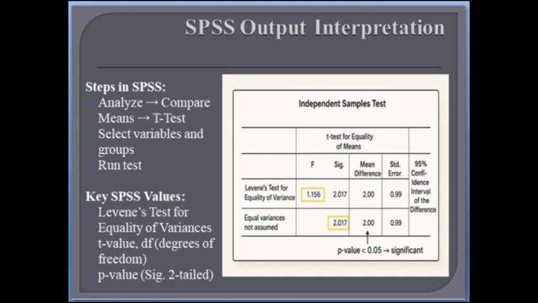But if the p-value is greater than 0.05, it means no significant difference. Remember, significance doesn't mean importance. It means the result is unlikely due to chance.